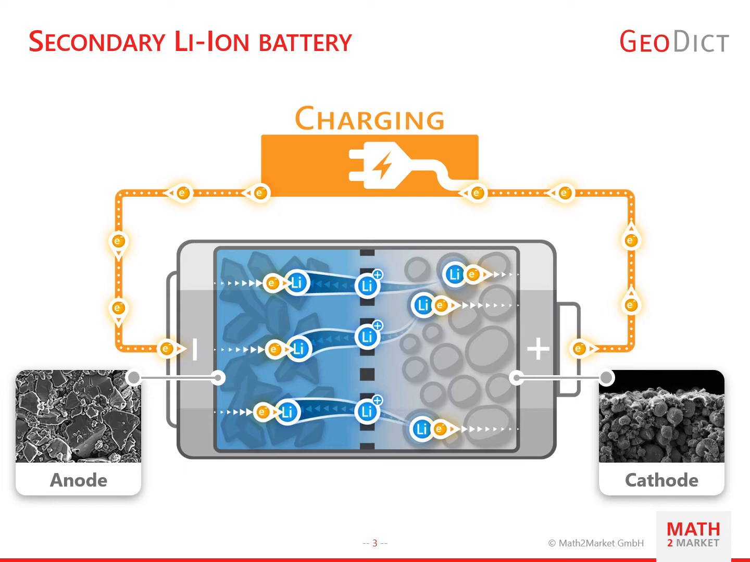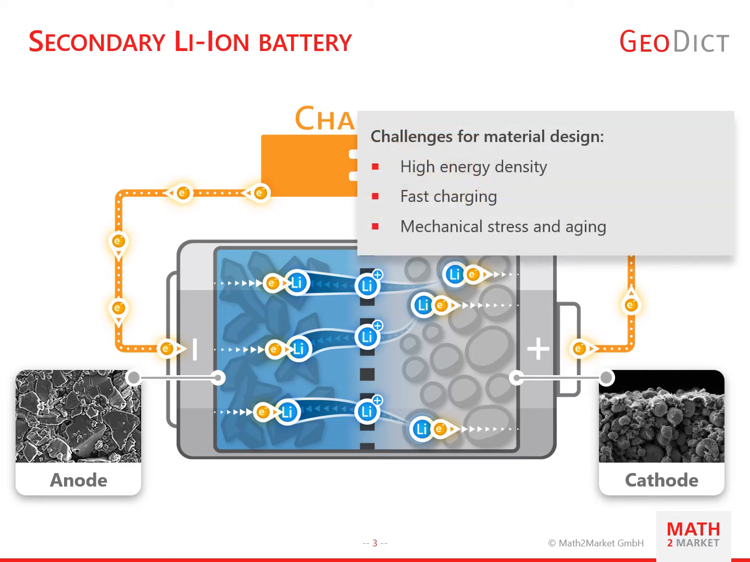And what are the challenges that we are facing in battery material design in general? Well, first of all, our battery has to have a high energy density. It should be fast charging, and it should also be resistant to mechanical stress and aging. And what does that, on the other side, mean for the material design on the microstructural level, so for things that you can achieve with GeoDict?